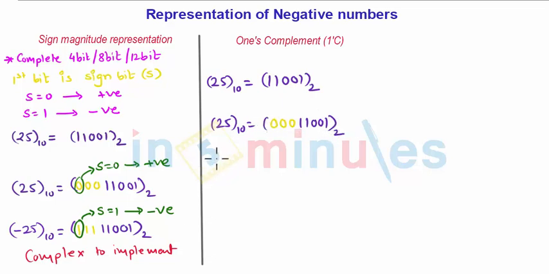And if you want to represent negative 25 in ones complement form, then you need to replace all the zeros by ones and all the ones by zeros in the positive number. So my number will be 111, these 3 zeros replaced by ones, and these 2 ones replaced by zeros, again 2 ones, and the last one is 0. This is your ones complement form.